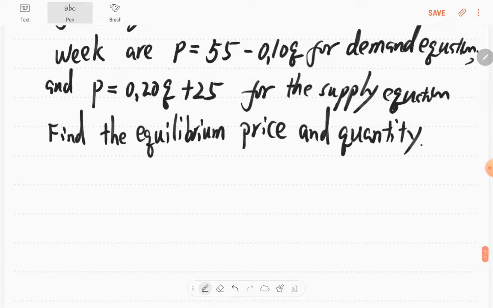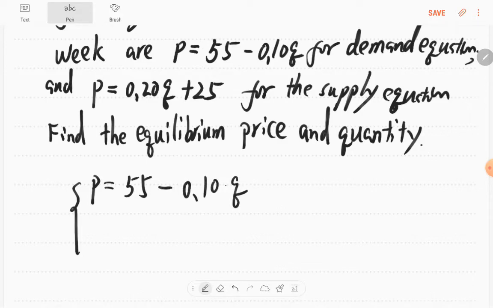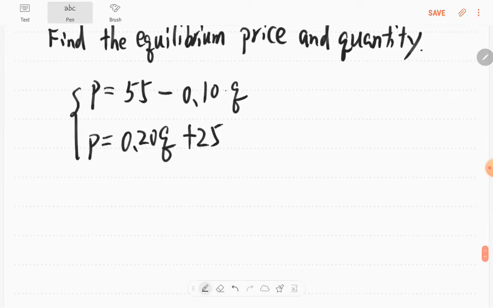So we need to find P and Q for these two equations. You have two equations: P equals 55 minus 0.10 times Q, and P equals 0.20 Q plus 25. We have two variables. Instead of x and y, we use P and Q. They are the same thing, we just use different letters.